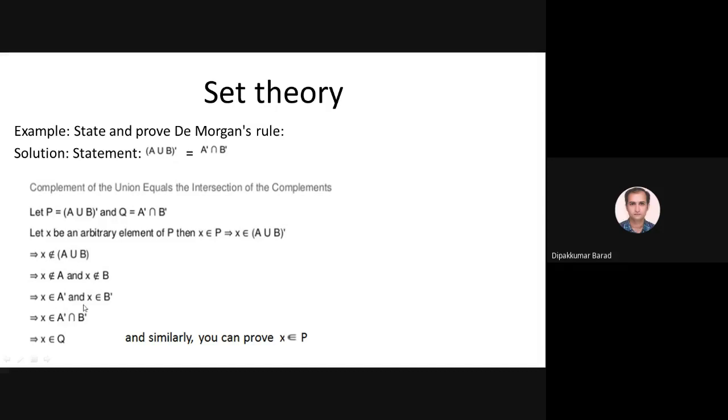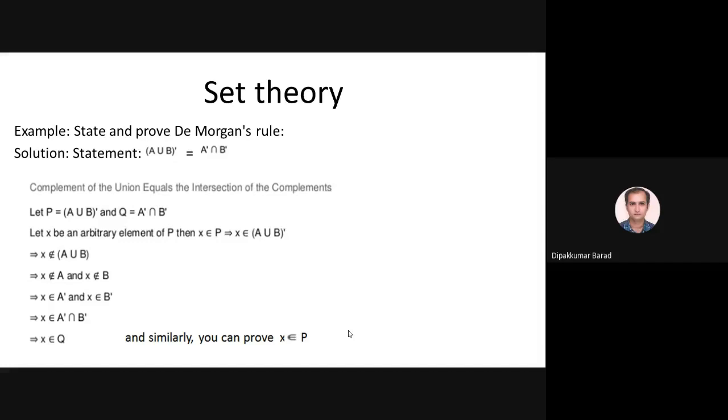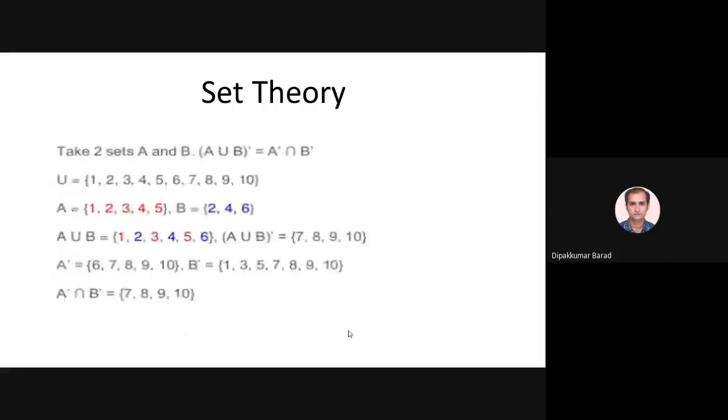So X belongs to A dash and X belongs to B dash. So X belongs to A dash intersection B dash, and then it applies that X belongs to Q. And similarly, you can prove that X belongs to P. Okay, so in this way, you can prove the De Morgan laws of set theory.